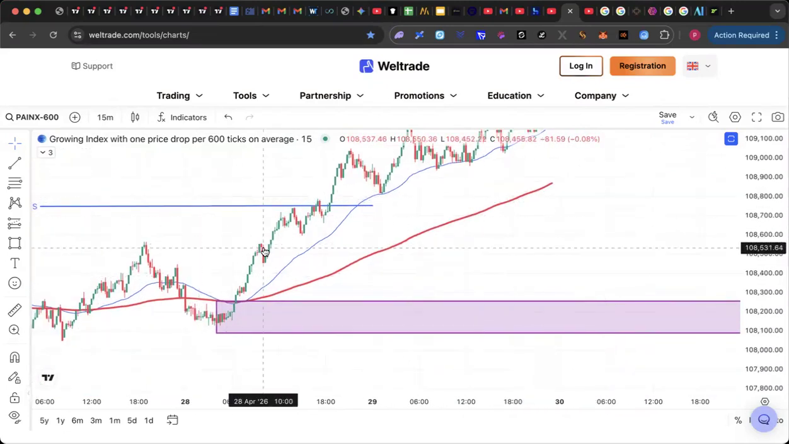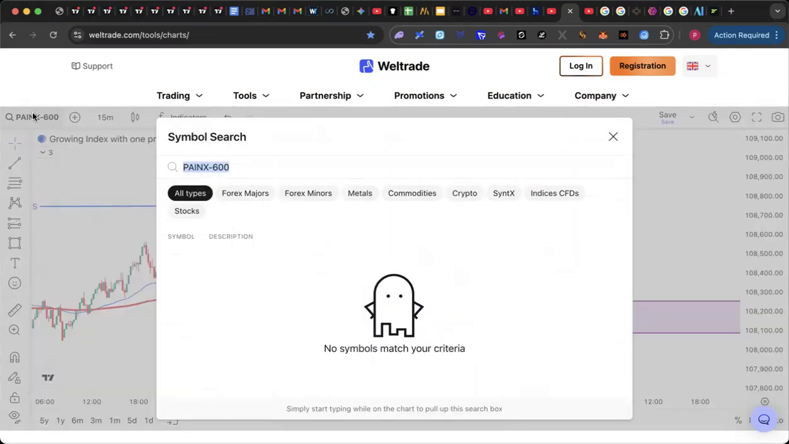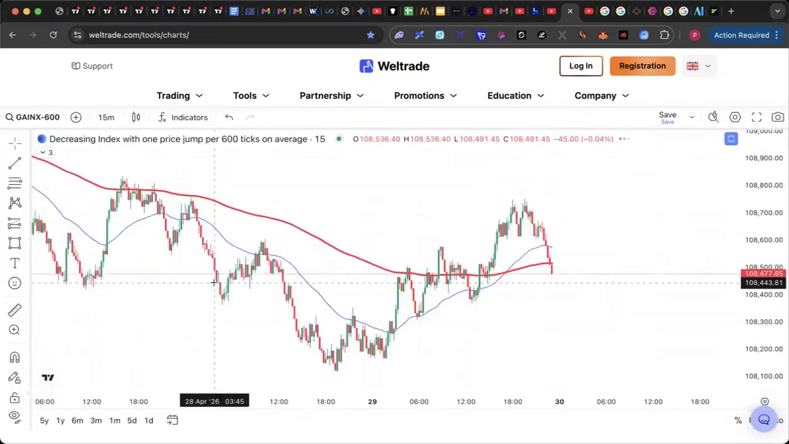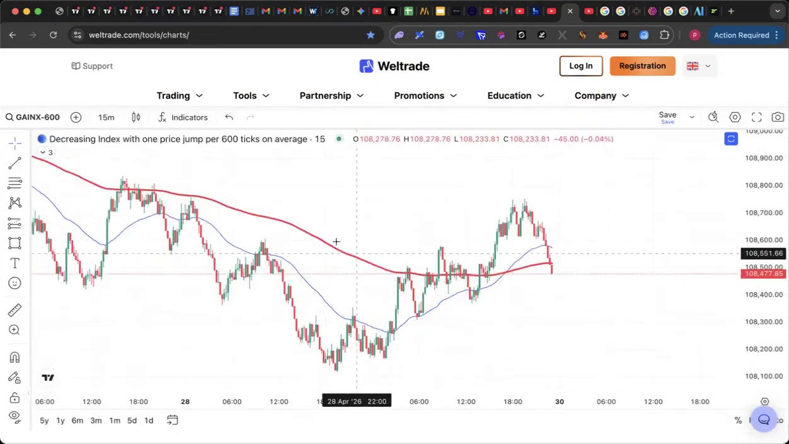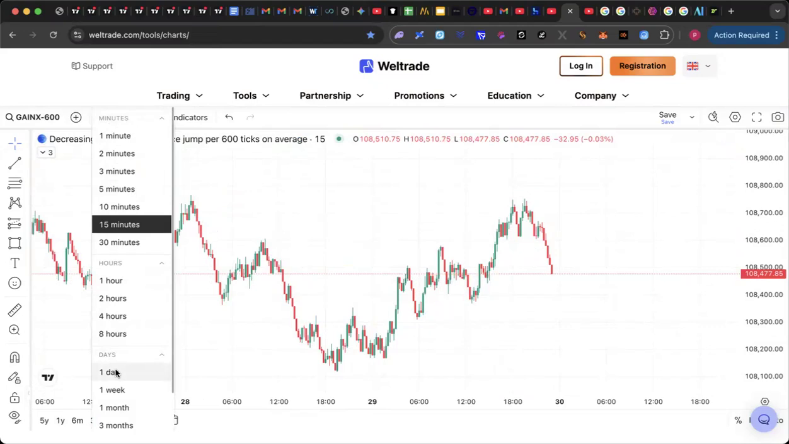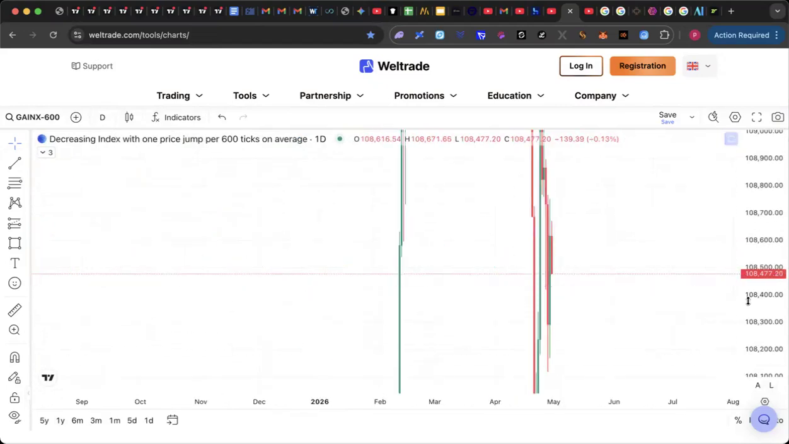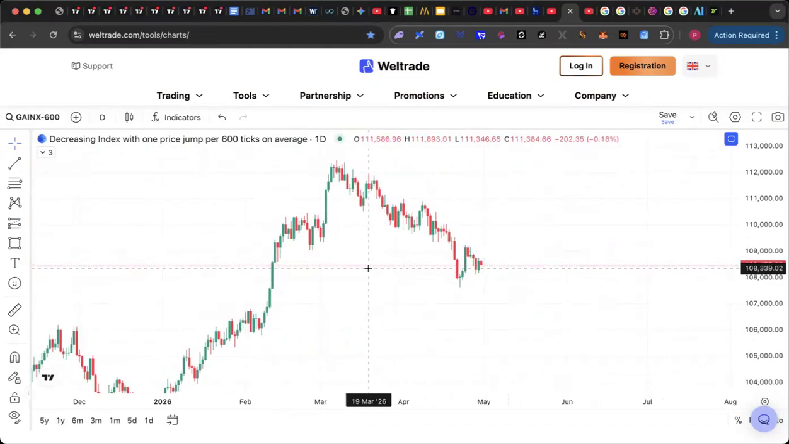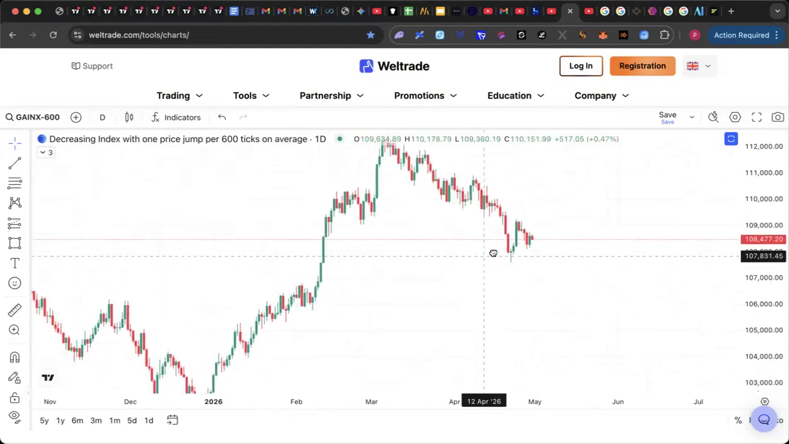All right. So if you look at another instrument, let's look at the Gain 600 again. Not all the time do you use your indicators like moving average and all that, so they don't confuse you. You want to look at the structure properly. So you go back to your daily time frame. We'll come back here on the daily time frame to see the market.